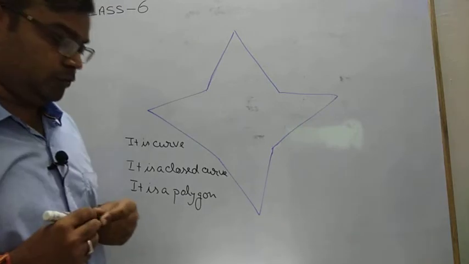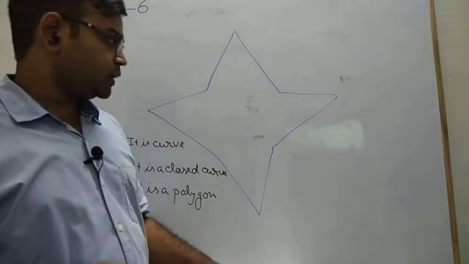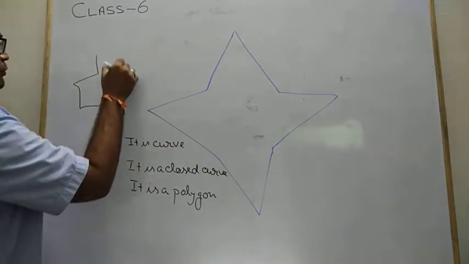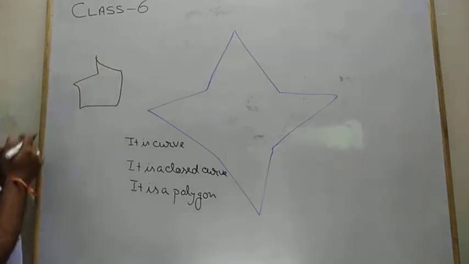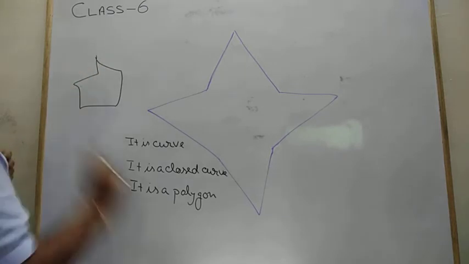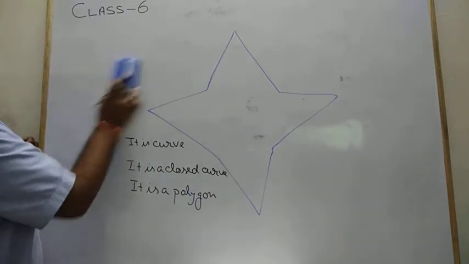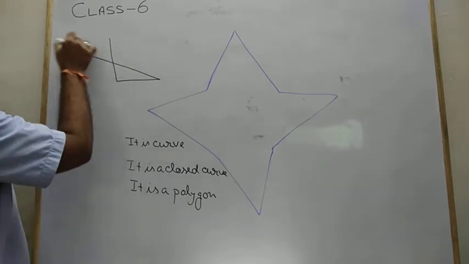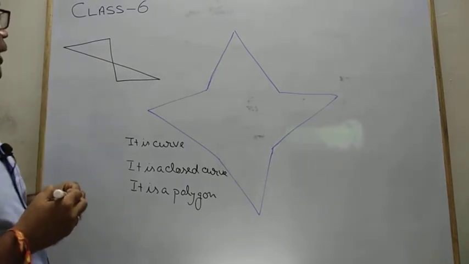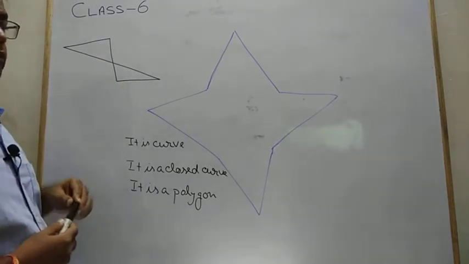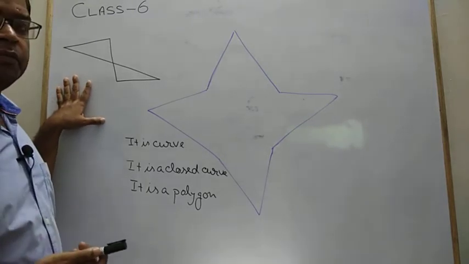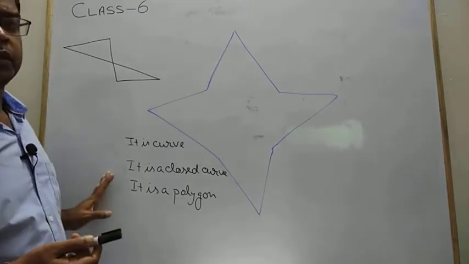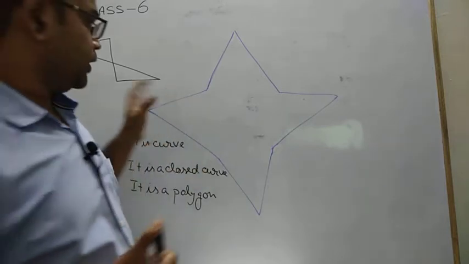Hope this is clear to you. So such types of questions may come. A question may ask about this type of figure. This is not a polygon because there is a curve. Sometimes the figure looks like this one, and then the question is: is it a simple curve or not, closed curve or not, polygon or not. So this type of question may be asked. If your concept is clear, then you are able to give the answer.